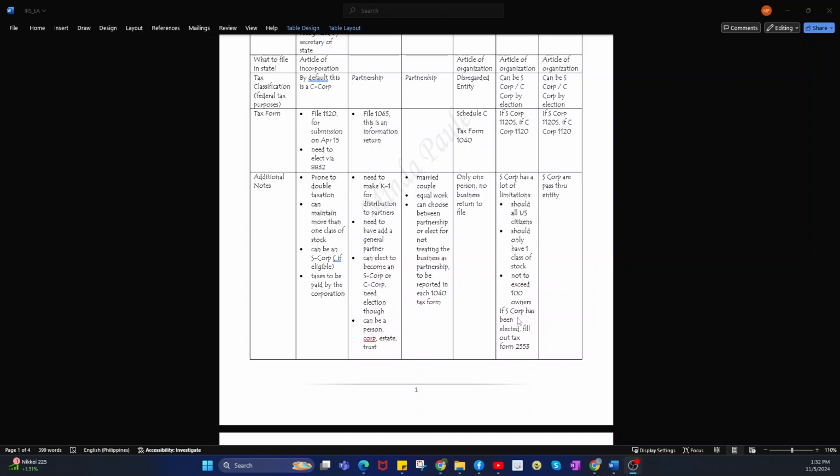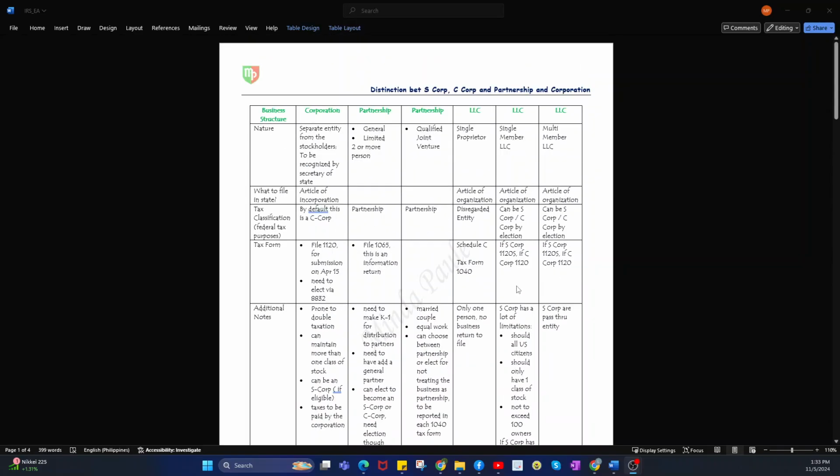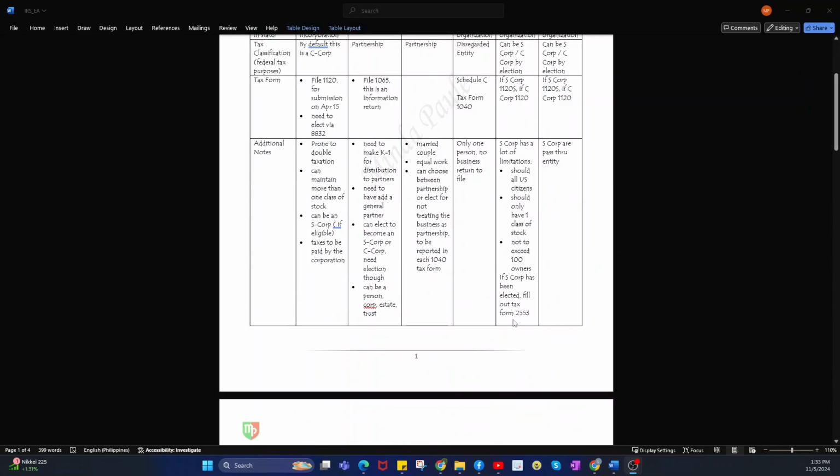So just to remind you, an S Corp is not a corporation. An S Corp can be an LLC. It can also be a corporation, but of course, when we say S Corp, whenever they have income, the S Corp will not pay the corresponding tax itself, but the tax has to be passed through to the owners. Okay, there are K1s that need to be prepared. So if an LLC or a partnership or a corporation elected to be an S Corp, then they have to fill out Form 2553.